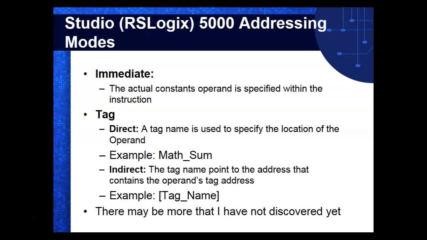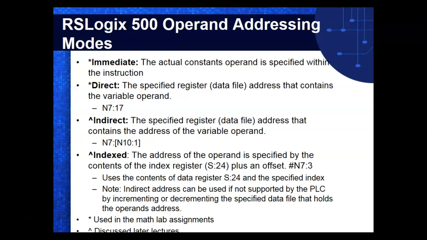We're not going to look at this. Addressing mode is the way we address the operand. Immediate, in this computer we have immediate addressing. That means the actual constant operand is specified within the instruction. Direct: a tag name is used to specify the location of the operand. This would be an example of a tag name. We have indirect, which we're not going to use, but the tag name points to an address that contains the operand's tag address, and you would put the tag address inside brackets. These are the addressing modes supported by RSLogix 500, which we were taught in this class.